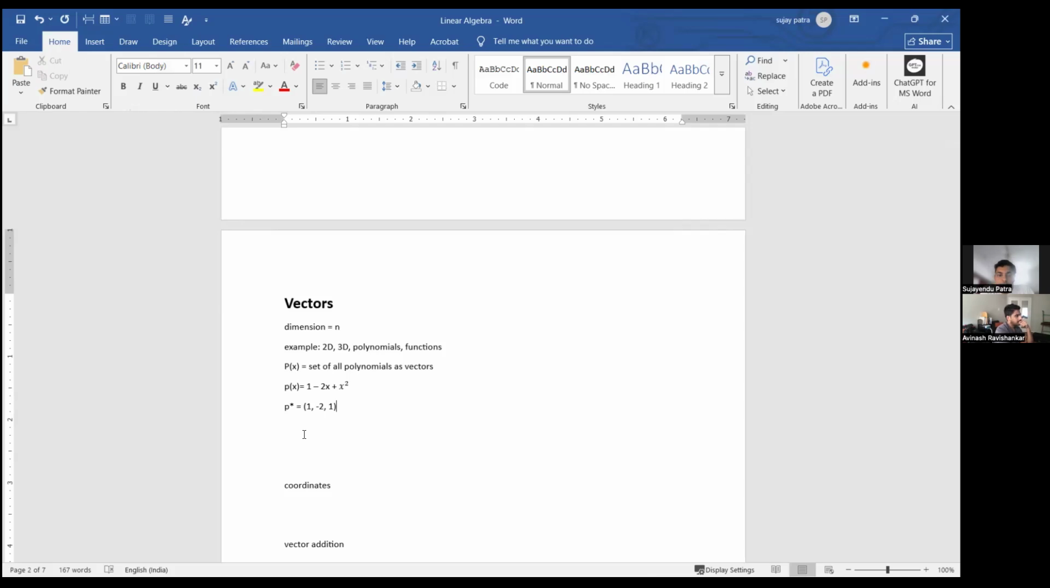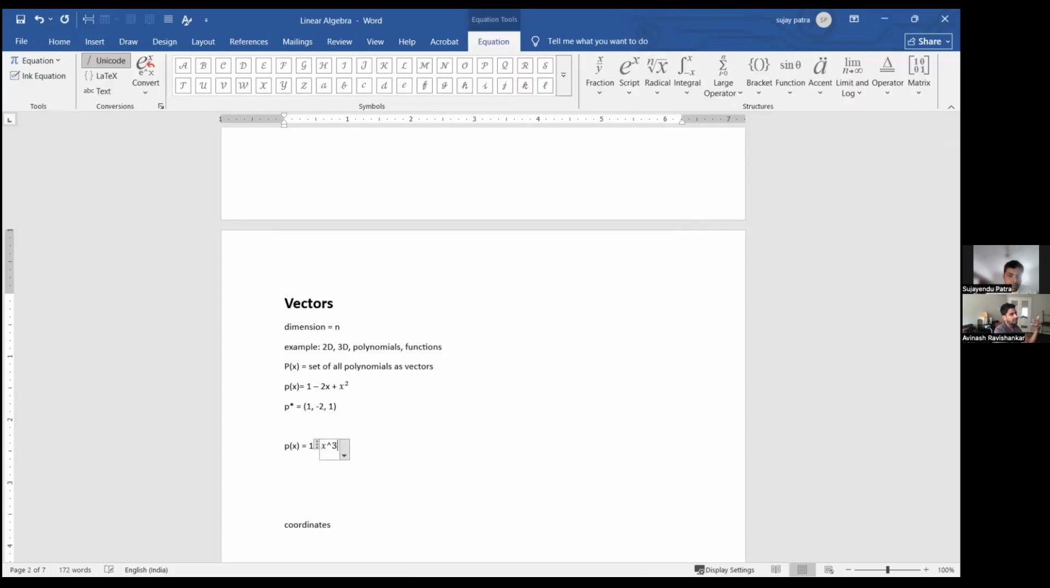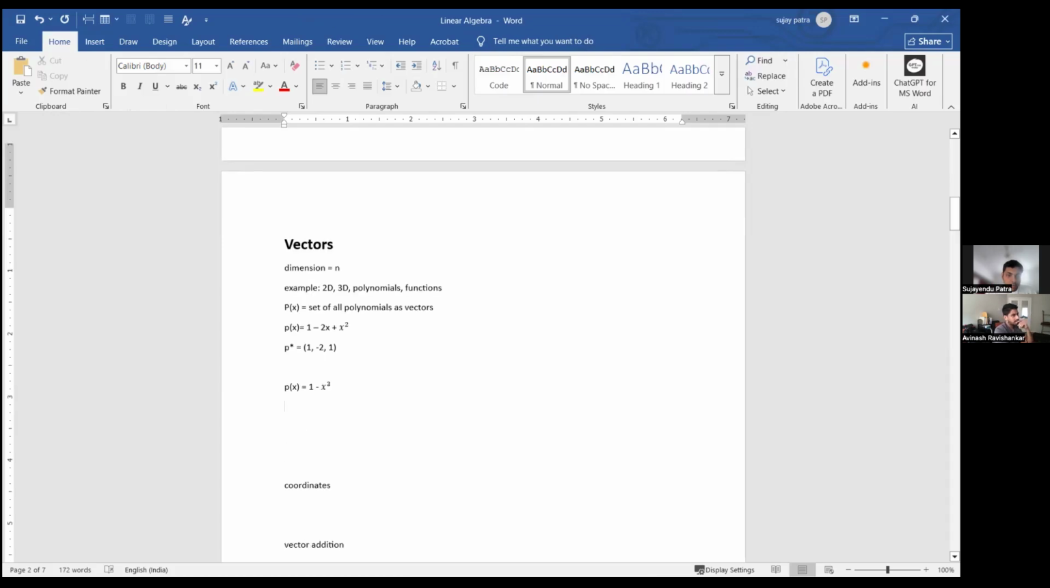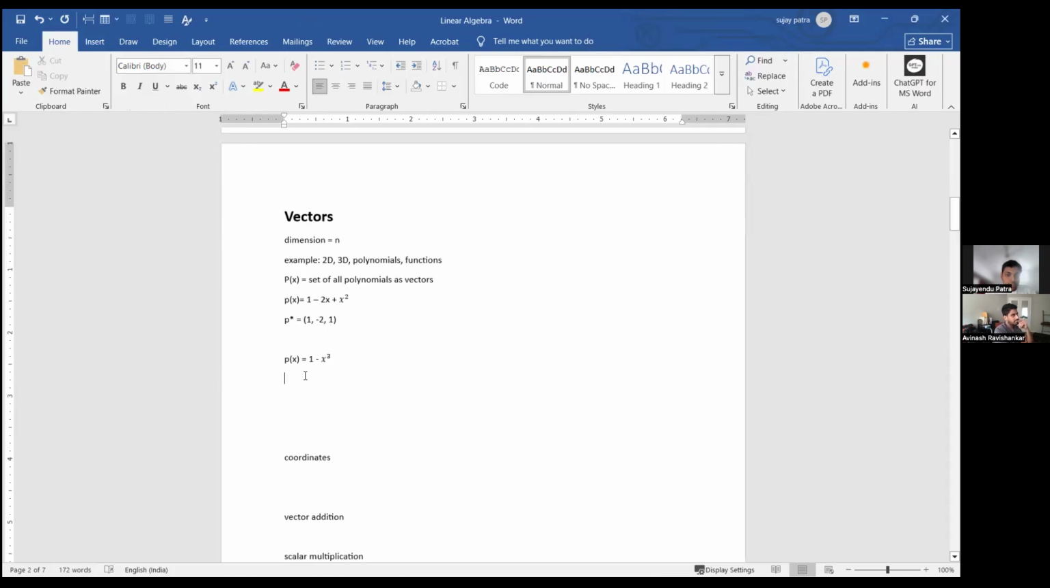For example, I can have P star equals 1, 0, 0, minus 1. Is it typically done in increasing order of the polynomial, like constant first? It is not necessary, but it's easy for me because let's say I have two polynomials, and one of them ends at x squared while the second one goes up to x power 10. If I do it this way, I can append some zeros at the end, which is easier than appending zeros at the beginning.